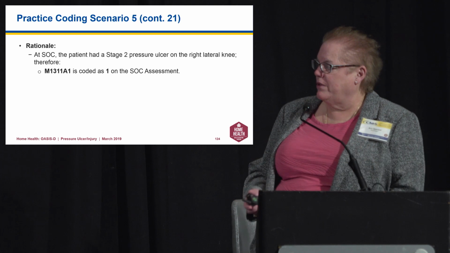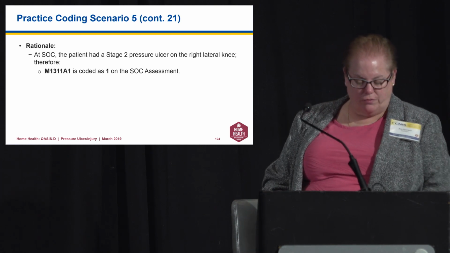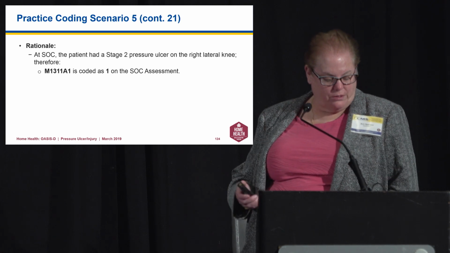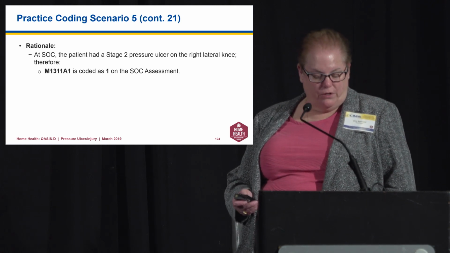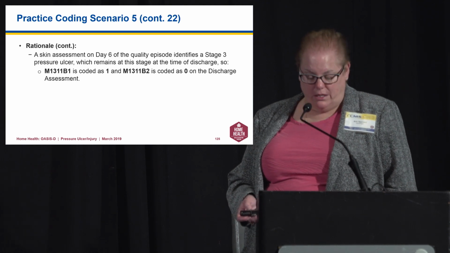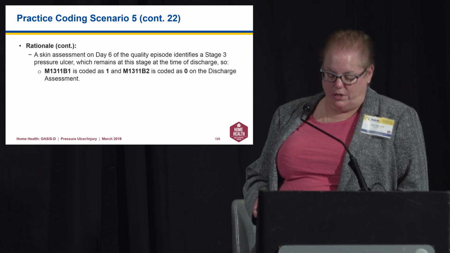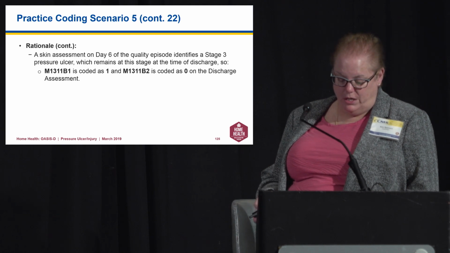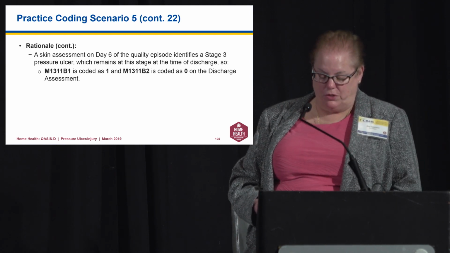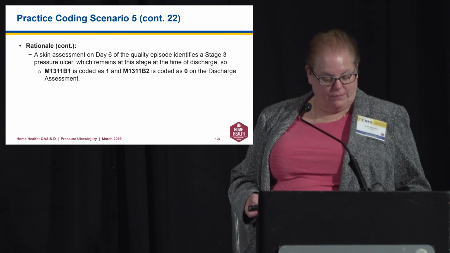So at the start of care, the patient had a stage 2 pressure ulcer on the right knee. So we coded 1 for A1 as a stage 2 in the start of care assessment. And then, of course, we know that on day 6, that same ulcer changed to be a stage 3. So M1324B1 is coded as a 1, and B2 is coded as 0 on the discharge assessment.